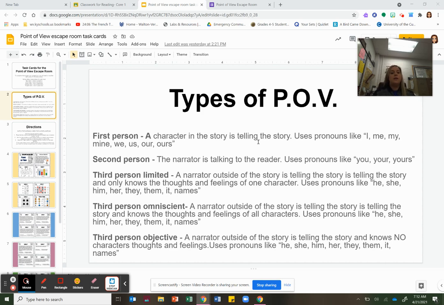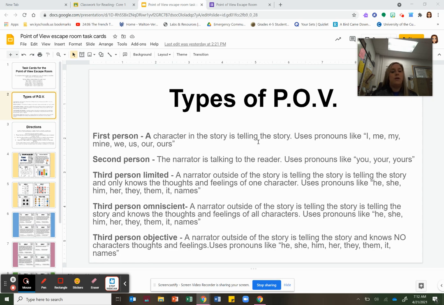And then there are 3 types of third person. We've talked about 2 of them, but I wanted to throw one more in to help you guys get a little more challenge. So third person limited is when a narrator outside of the story is telling the story and only knows the thoughts and feelings of one character. Third person omniscient is when the narrator knows the thoughts and feelings of all the characters in the story. So that should be a review.